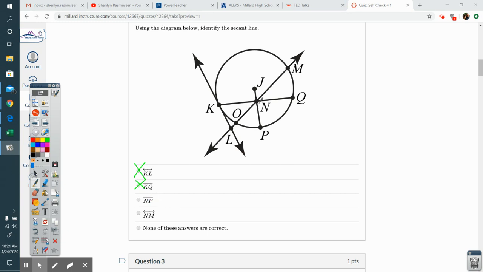So NP, we go from N to P. It's also a line segment. It is not a secant line. And then we look at NM with arrows above it. Do you see that? The arrows are above it, so NM will continue on. We know that. So that would be the secant line because it touches the circle or your curve in two spots. So NM is your secant line of this diagram.